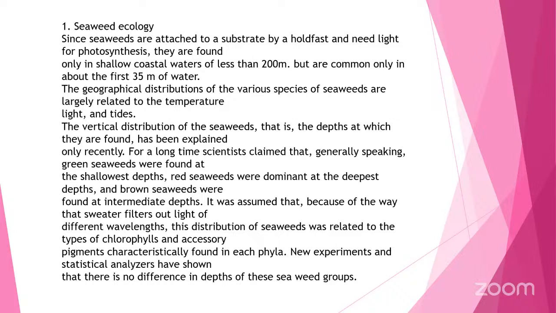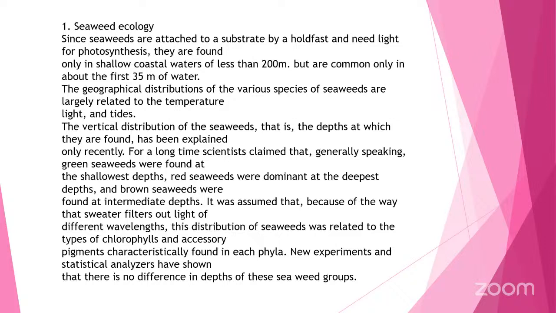The geographical distributions of various species of seaweeds are largely related to temperature, light, and tides. The vertical distribution of the seaweeds, that is, the depth at which they are found, has been explained only recently. For a long time, scientists claimed that, generally speaking, green seaweeds were found at the shallowest depths, red seaweeds were dominant at the deepest depths, and brown seaweeds were found at intermediate depths.